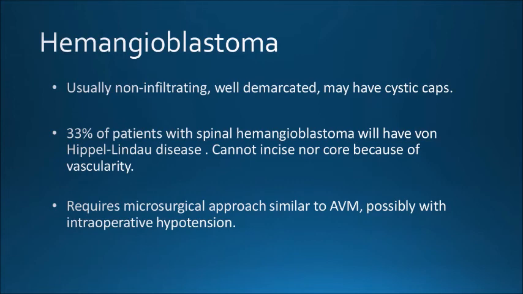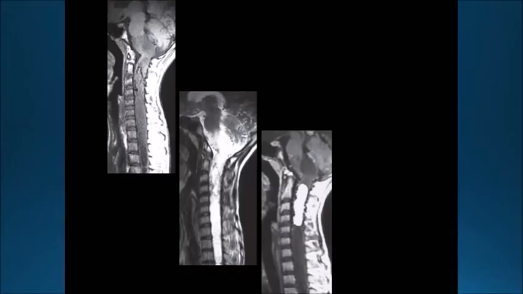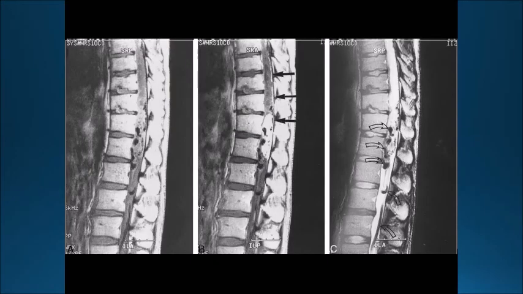So these are highly vascular spinal cord tumors, and there are high chances of hemorrhage during excision. They require a microsurgical approach similar to the AVM, where we take the blood supply before excising the spinal cord tumors. Here you can see these spinal cord tumors with the vascular anatomy. Another spinal cord hemangioblastoma with many vascular structures within the spinal lesion.